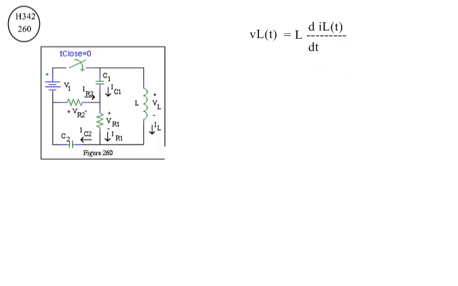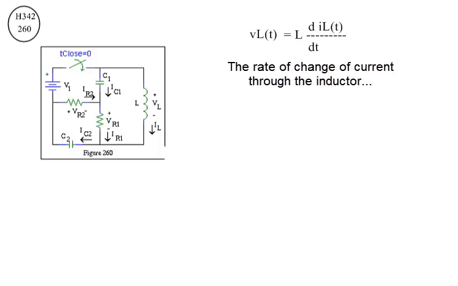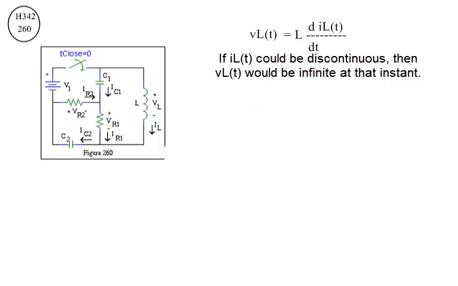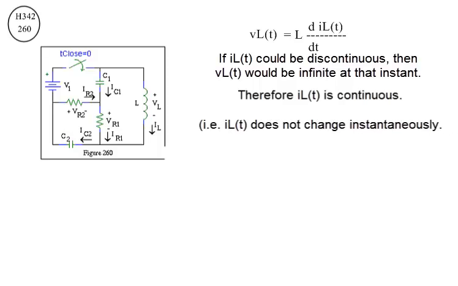This is the current voltage relationship for the inductor. The rate of change of current through the inductor, multiplied by the inductance, is the voltage across the inductor. If the current through the inductor could be discontinuous, then the voltage across the inductor would be infinite at that instant. Therefore, the current through the inductor is continuous. In other words, the current through the inductor does not change instantaneously.